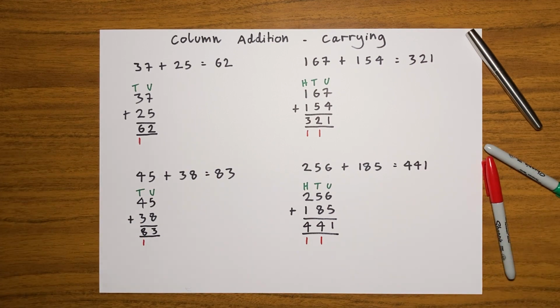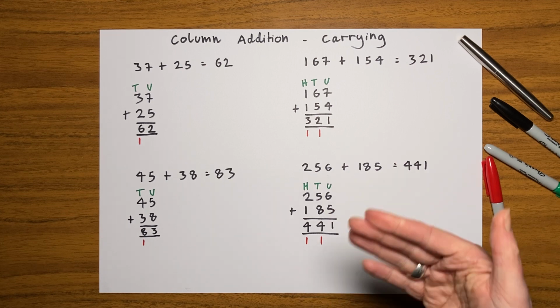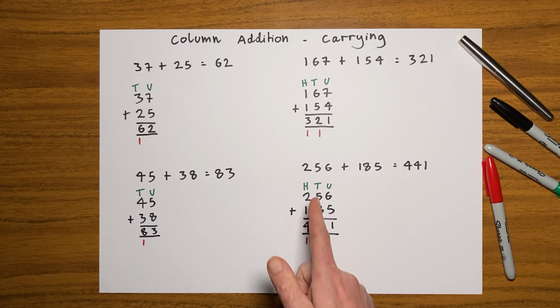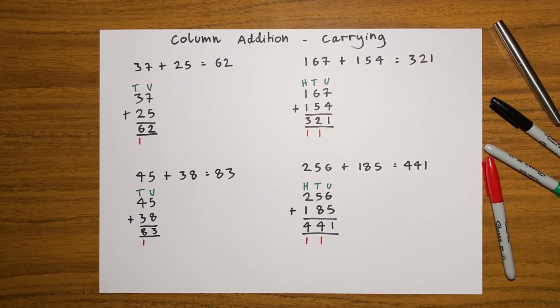Column addition by carrying. It's called carrying because I carry. Whenever I go over 10 or 100, I carry that over into the next column and add it on when I add that column. So there you go. Hope this is helpful and all the best with your work.